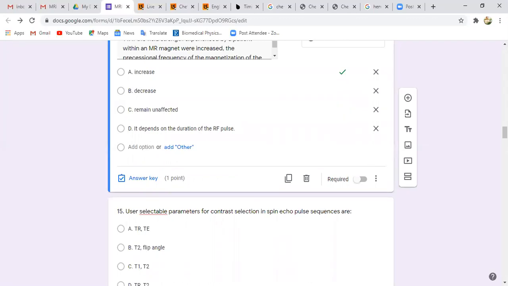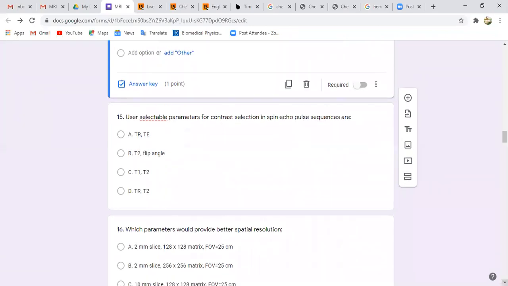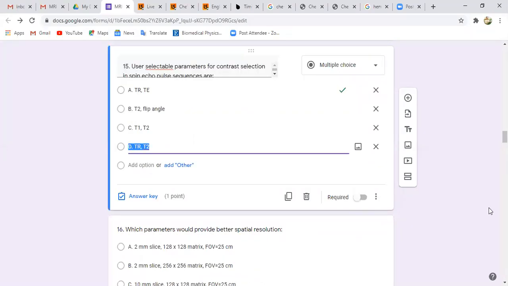So 15. The user selectable parameters for contrast selection in spin echo sequence. This is what? It's TR and TE. Any contrary opinion? Why not? This one is straightforward. The inherent parameters are the T1, T2, and some other things. The flip angle is also a selectable parameter, kind of. Anyway, it's straightaway TR and TE, which you can select on the console.